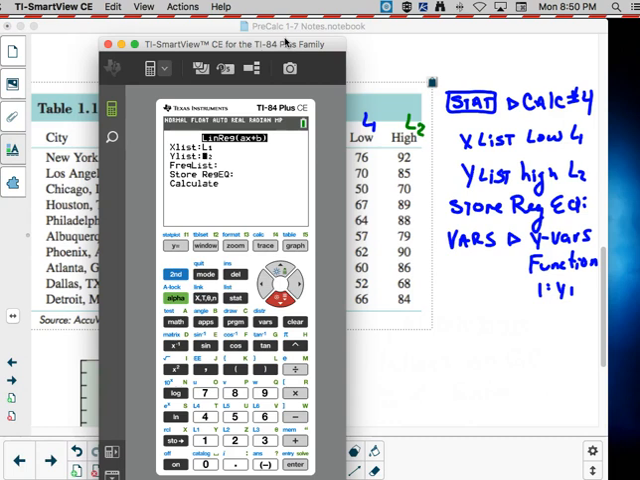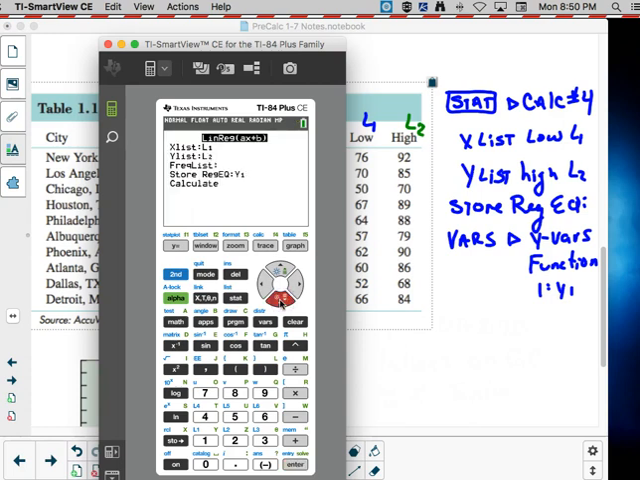My X list, the lows, is L1. My Y list, the highs, is L2. I'm storing a regression equation, and I want to store that in Y1, under second vars, over there, enter, and Y1.